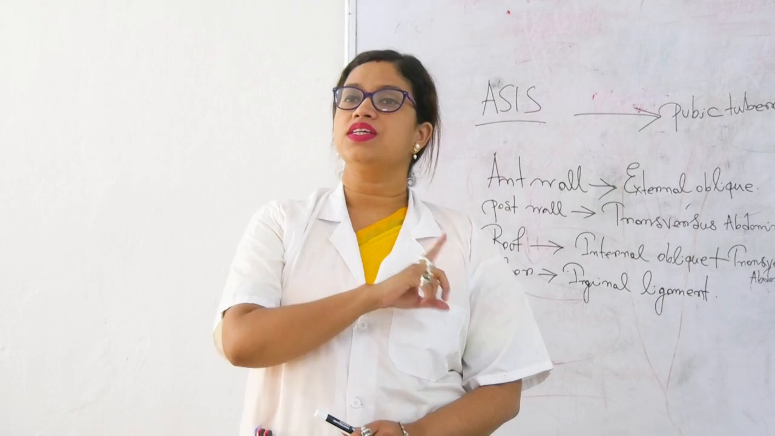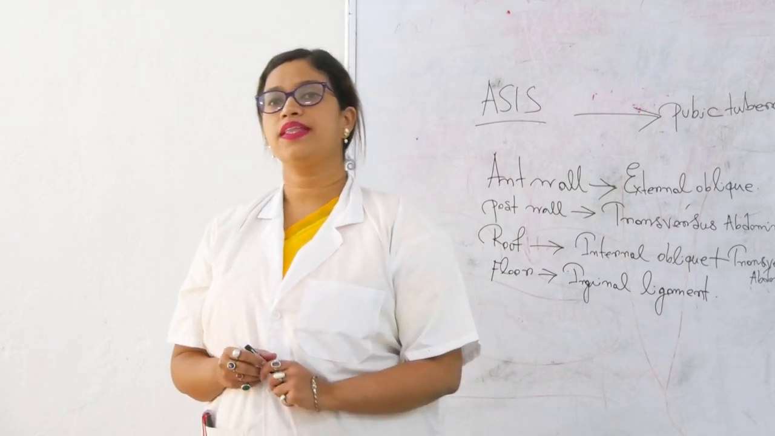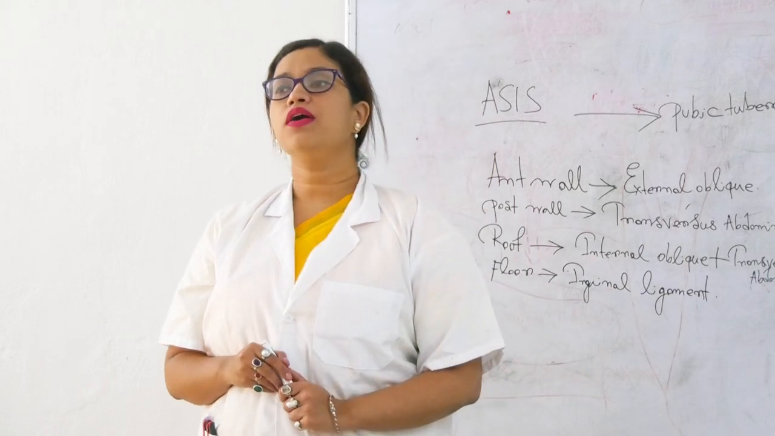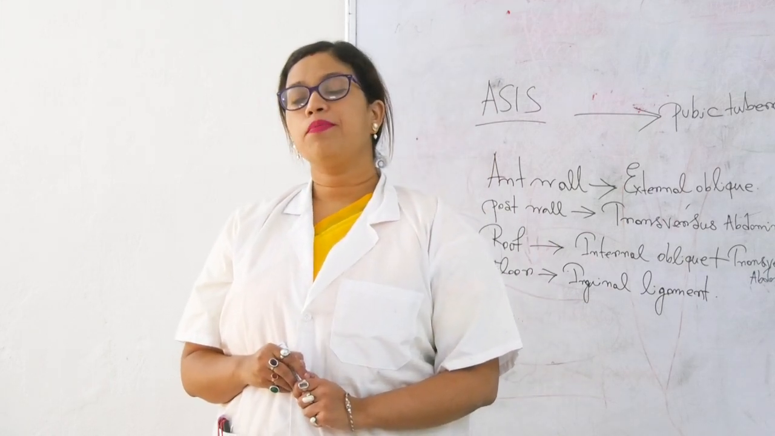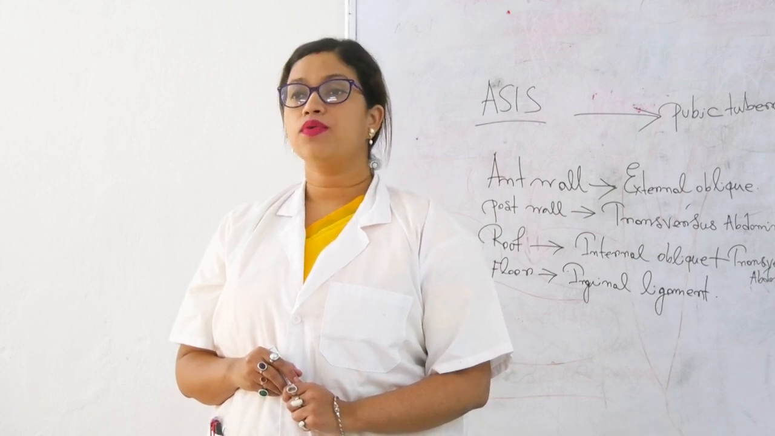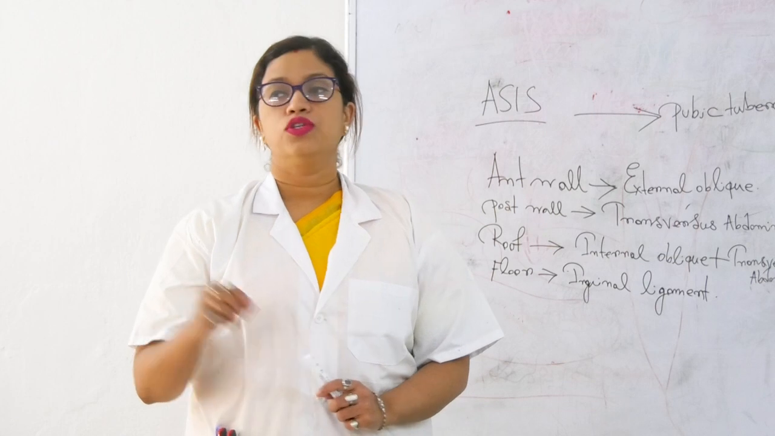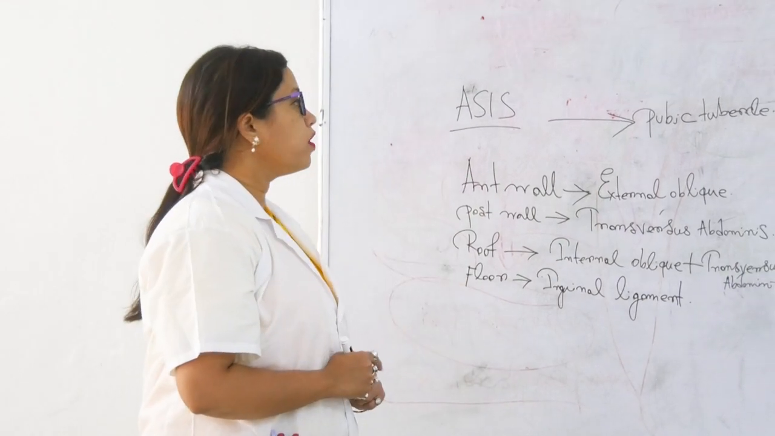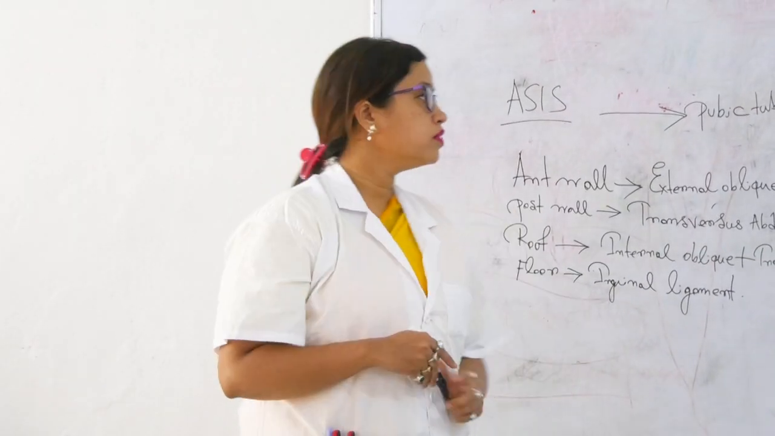Okay, so remember this one. Now what is the extension of the inguinal ligament? From where to where? Anterior superior iliac spine up to the pubic tubercle. Here there is an important thing, which is the midpoint of the inguinal ligament. Another one is the mid inguinal point. So write it down. First one is the midpoint of the inguinal ligament.